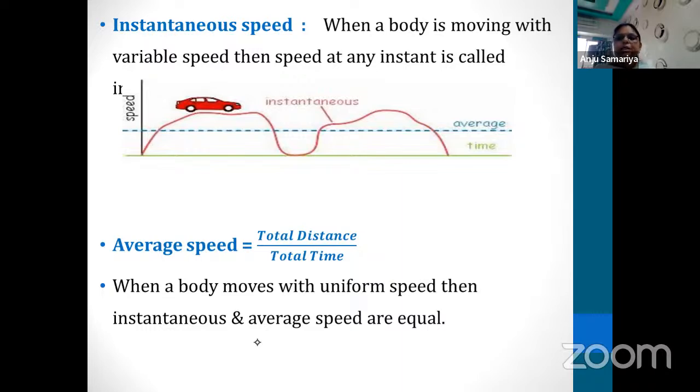Okay, so when a body is moving with variable speed, then the speed at any instant is called instantaneous speed. So if it is asked at the end of the 4th second or at the end of the 5th second, you can find out the speed from the graph. Now, average speed is total distance upon total time. That is called average speed. So when a body moves with a uniform speed, then the instantaneous and average speeds are equal. All clear? Yes.